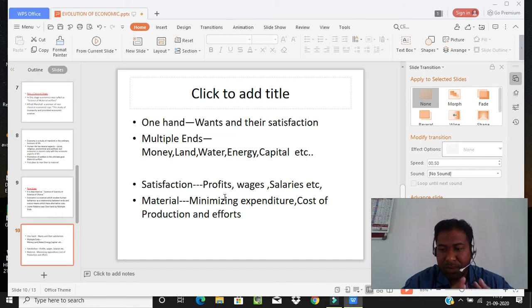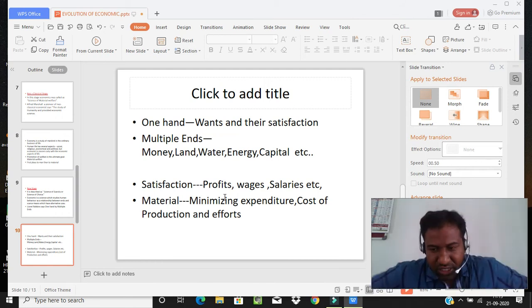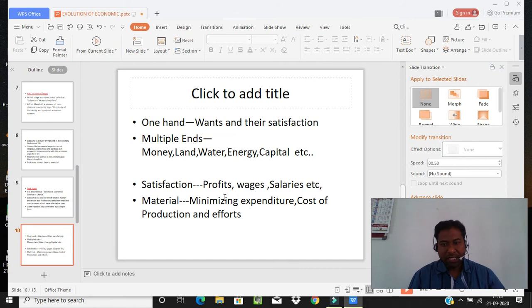See, one hand means a person or a company. What are their ends? They have different kinds of ends. For example, an i10 company manufactures cars. i10 is the company name, and that is one hand. What are their wants and satisfaction? The customer wants the best with low price, and a good, durable product. So what they focus on is the material.